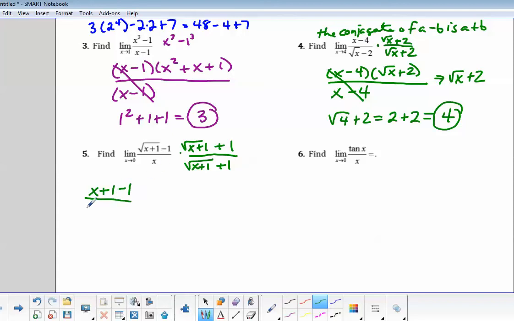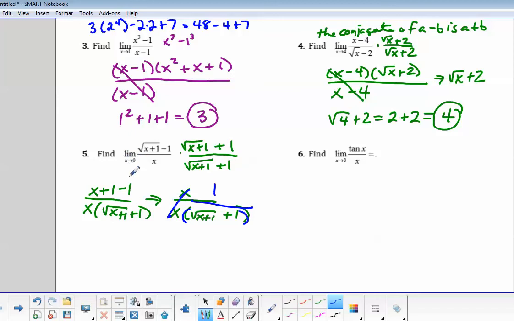In my denominator, I still have this x, and I have this, root x plus 1 plus 1. So the plus 1 and minus 1 up top, those are going to cancel, and I get just x in the numerator. Denominator is x times root x plus 1 plus 1, and these two are going to cancel, leaving me with just 1 over this.